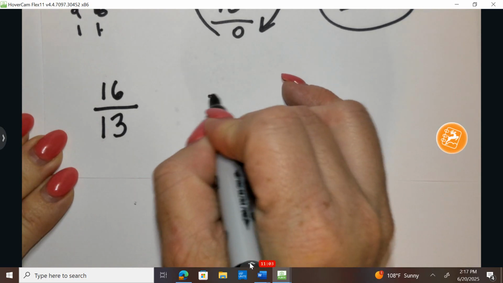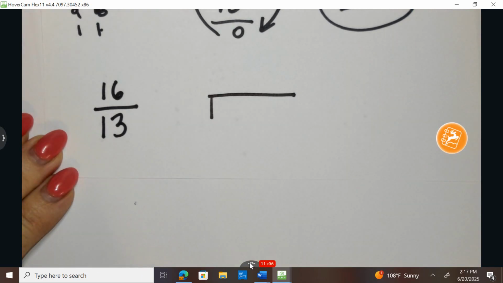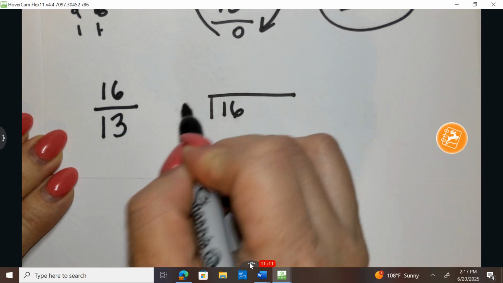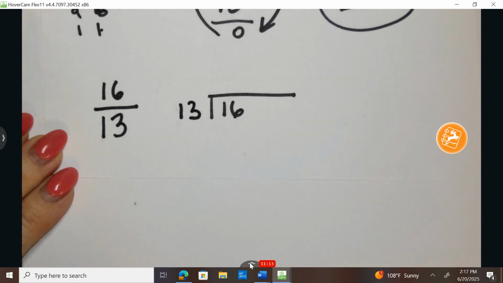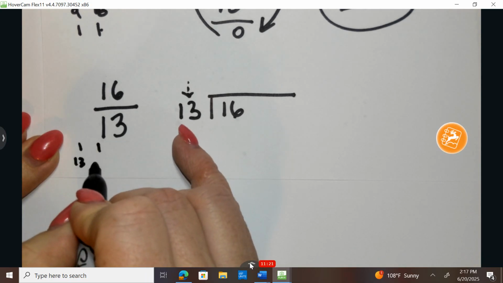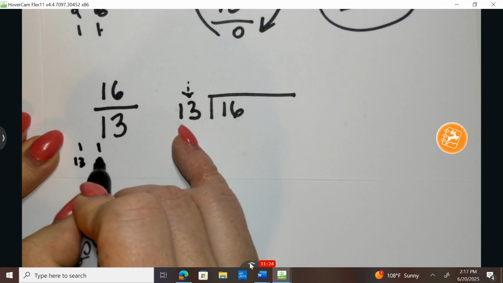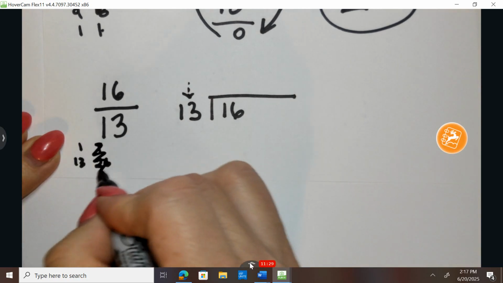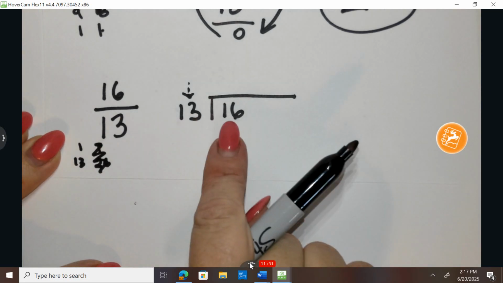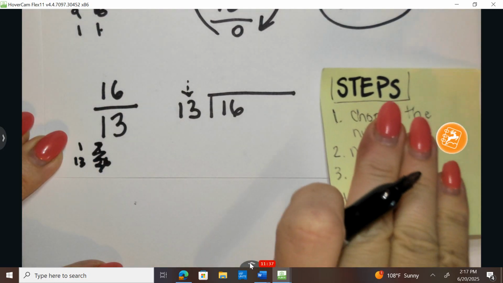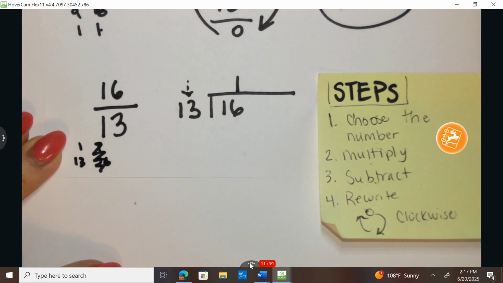Okay, so I've given you a chance to try, and if you have not tried yet, please press pause and come back. The top number always goes on the inside, and the bottom number always goes on the outside, and I'm going to count by 13, so groups of 13. So one group of 13 is 13, 2 groups of 13, well, 13 plus 13 is 26. Oh, that's way over 16. So I can only fit in one group of 13 into 16 without going over. So step 1 was to choose the number.